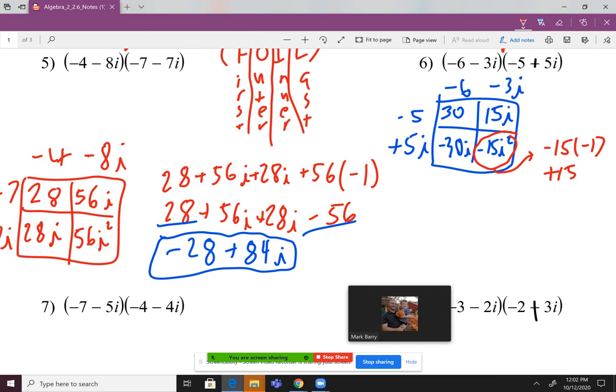So you should never have an i squared in your answer. You are going to have i in your answer, but not i squared. The i squared should go away, and then kind of change the sign of whatever it's attached to. So now when I show all my like terms here, I got 30 plus 15i minus 30i. And then this one is our plus 15 for that i squared term.